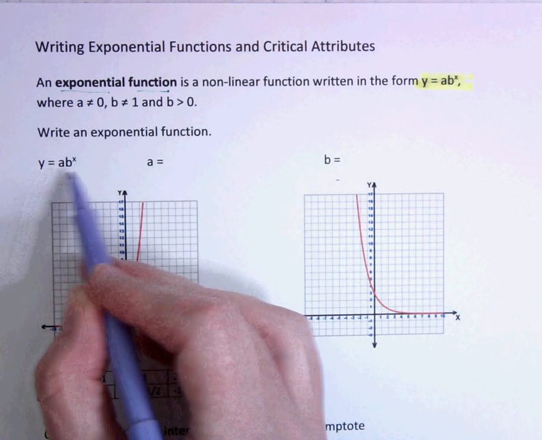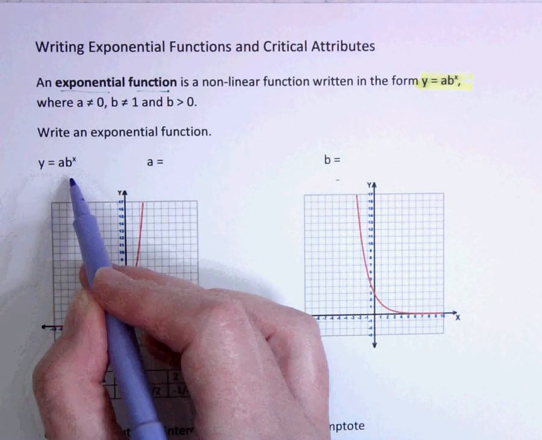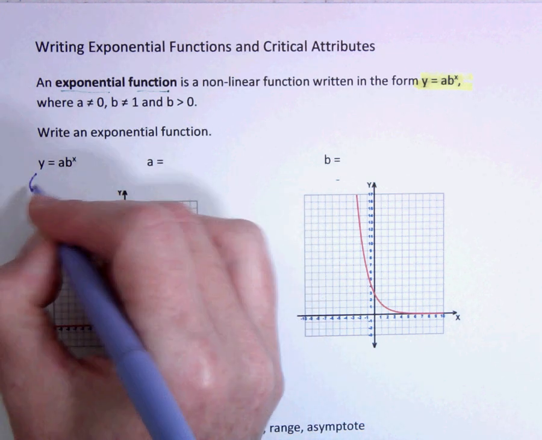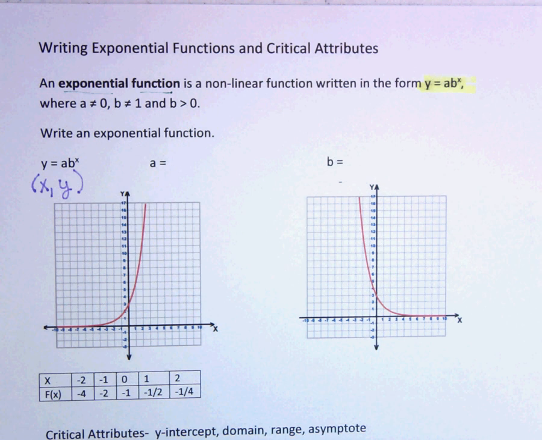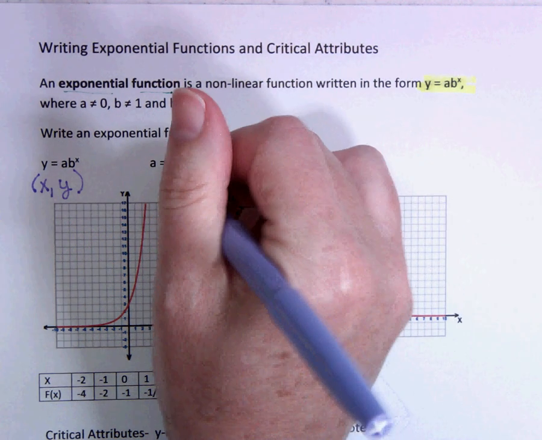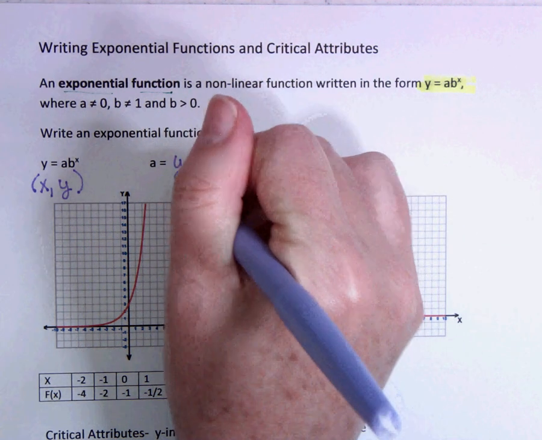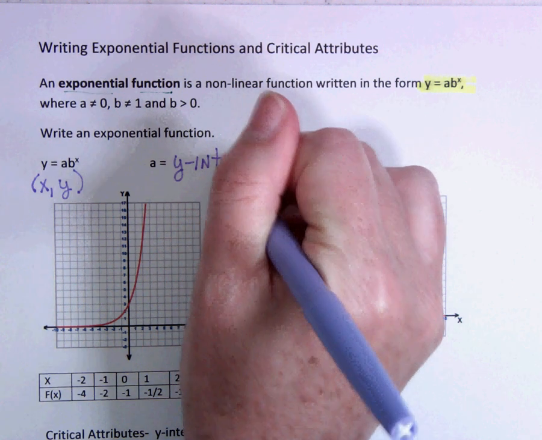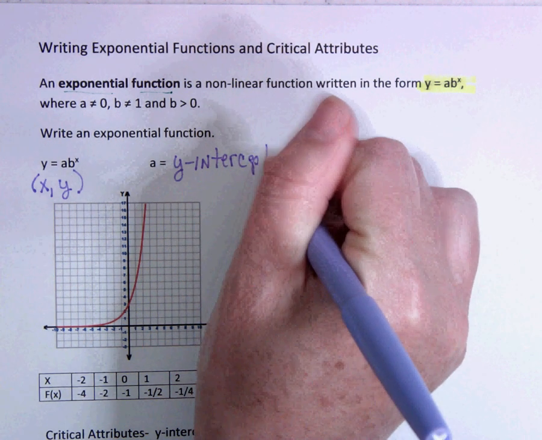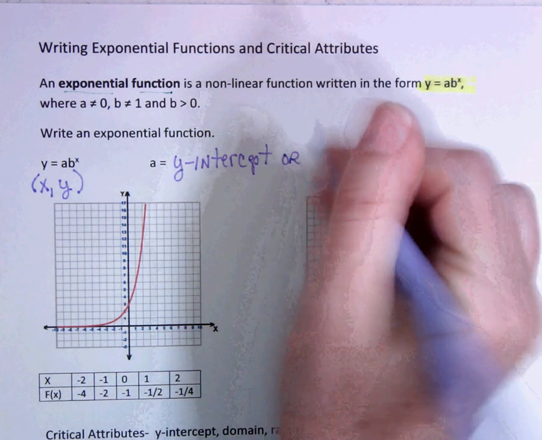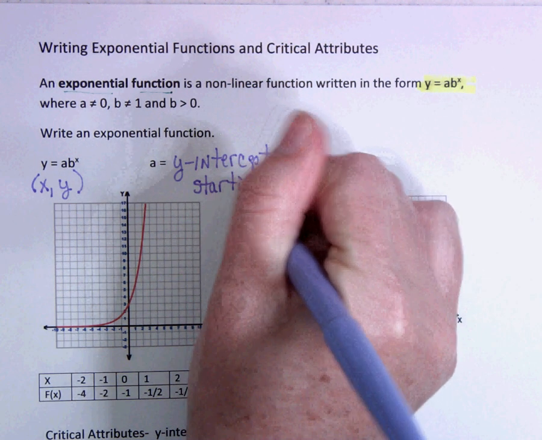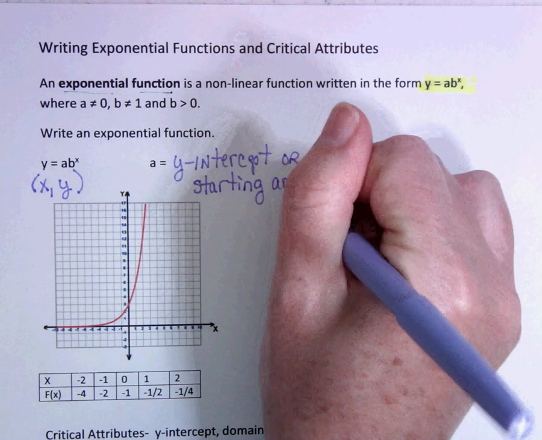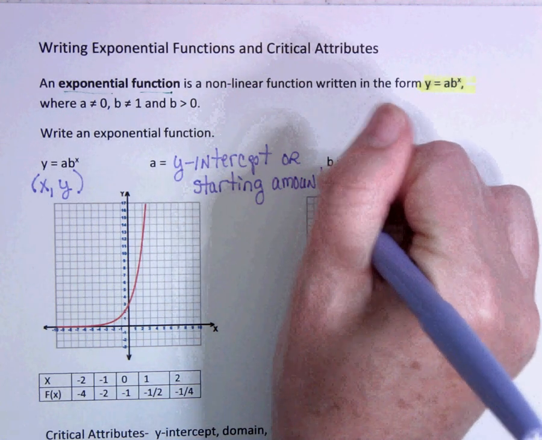There's some important things to know about our equation. X and Y are just going to represent a point on our graph, okay? The A is the y-intercept, and I know a lot of times we like to refer to the y-intercept as our starting amount. So if we were looking at a word problem, that would be something that would be helpful to know, okay?